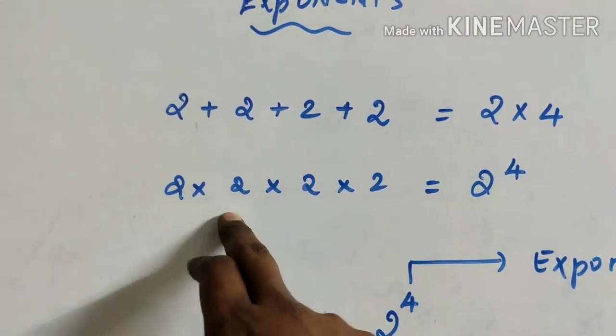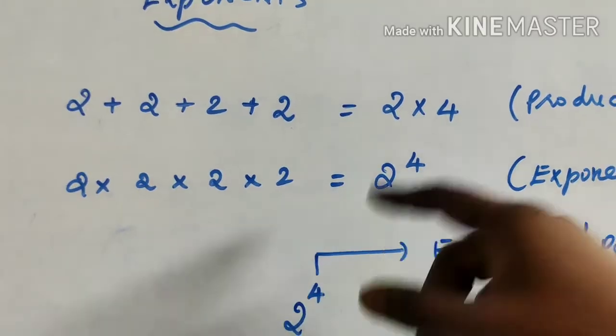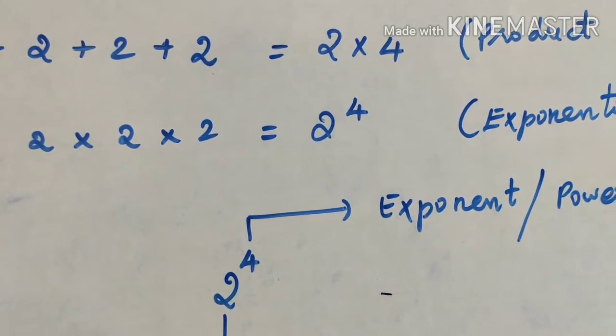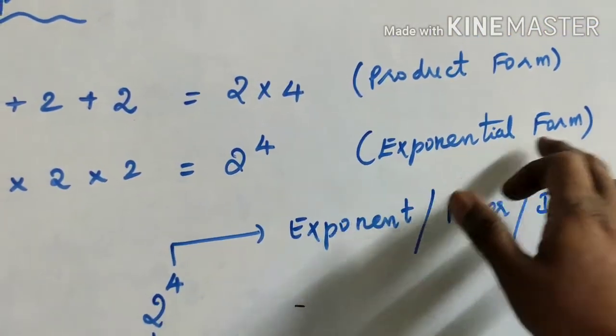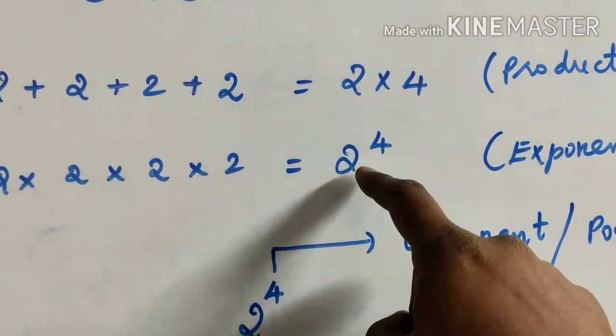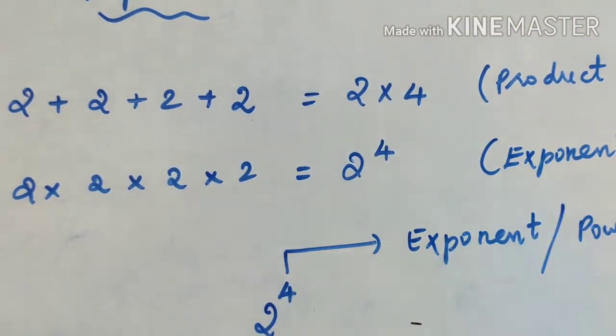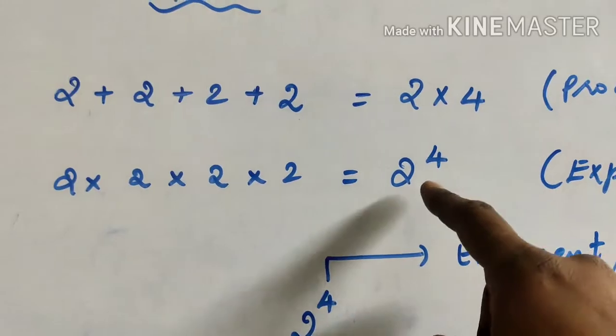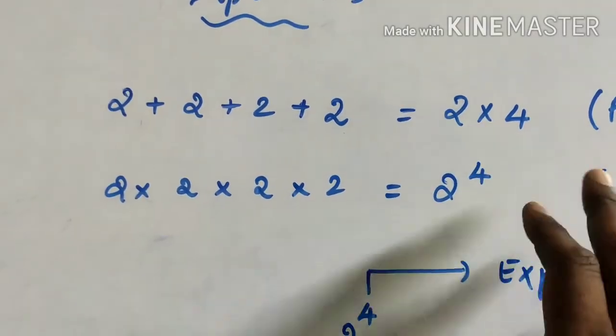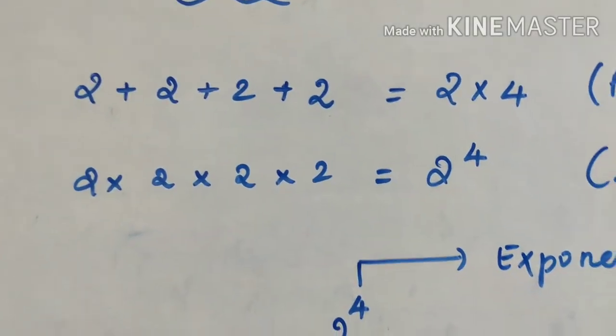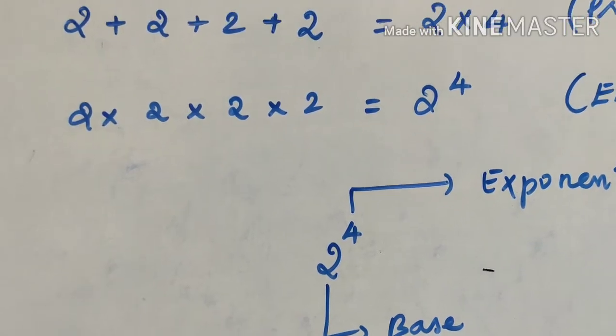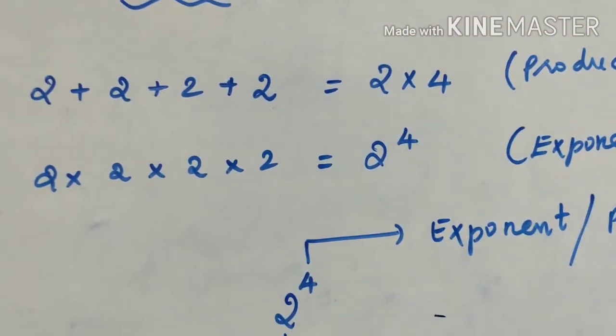Whereas 2 into 2 into 2 into 2 can be written as 2 power 4. So this form we call it as exponential form. This is called as 2 to the power of 4. We say it as 2 to the power of 4 or simply 2 power 4. That's all. So this is called exponential form.